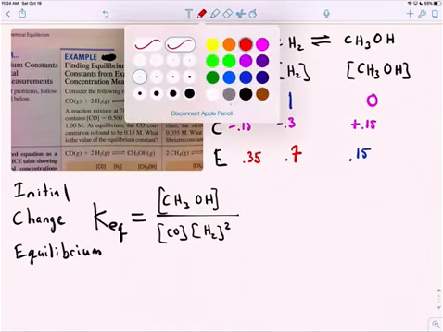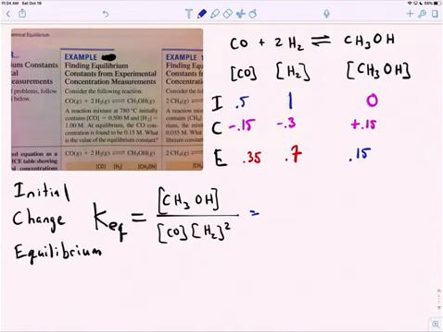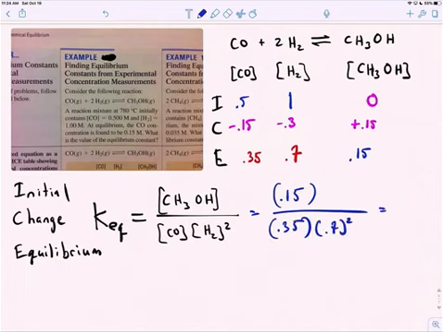I'll go back to blue. I like blue. So put in the numbers as 0.15 divided by 0.35 times 0.7 squared, and you put that in your calculator, and you get 26. And that is the answer.